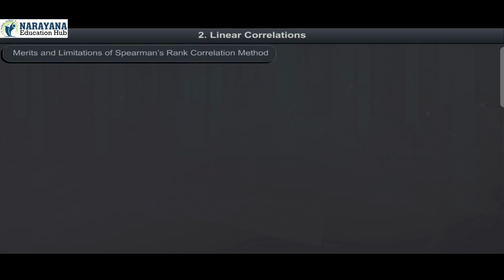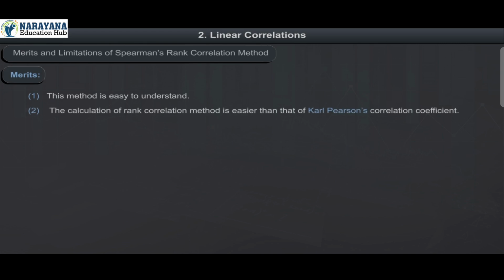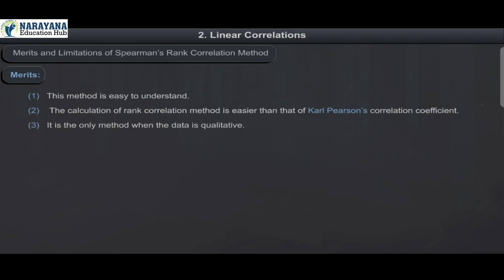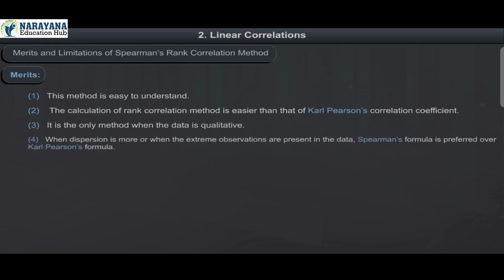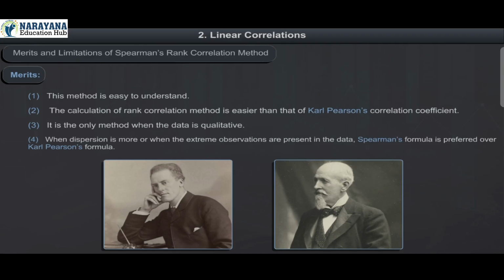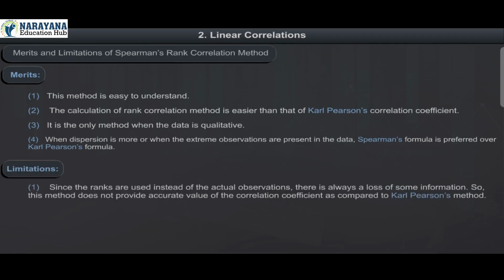Merits and limitations of Spearman's rank correlation method. Merits. 1. This method is easy to understand. 2. The calculation of rank correlation method is easier than that of Karl Pearson's correlation coefficient. 3. It is the only method when the data is qualitative. 4. When dispersion is more or when the extreme observations are present in the data, Spearman's formula is preferred over Karl Pearson's formula.